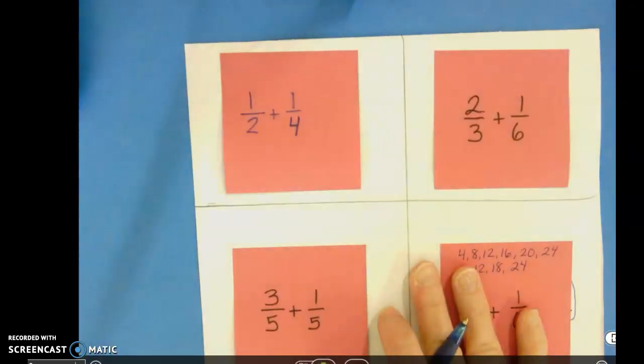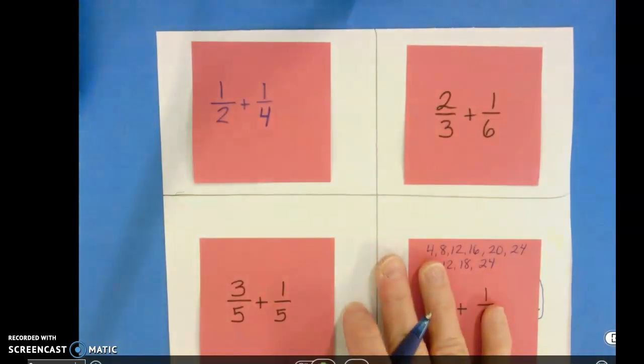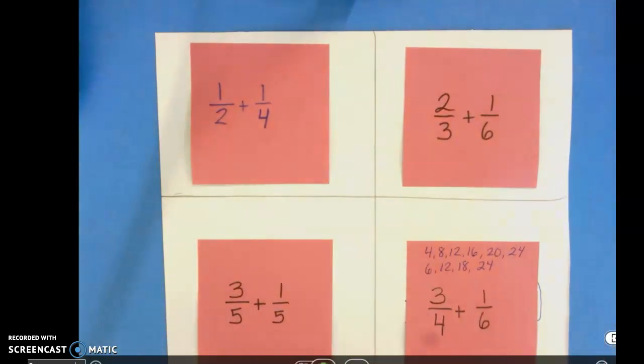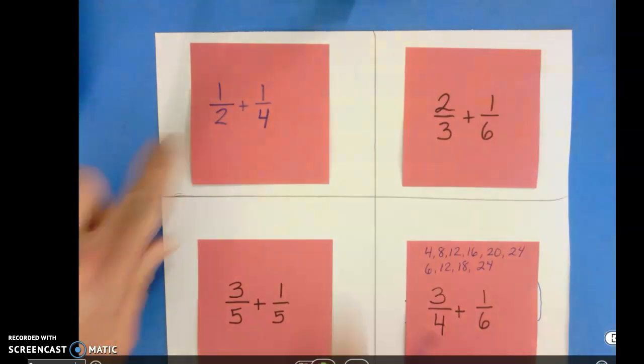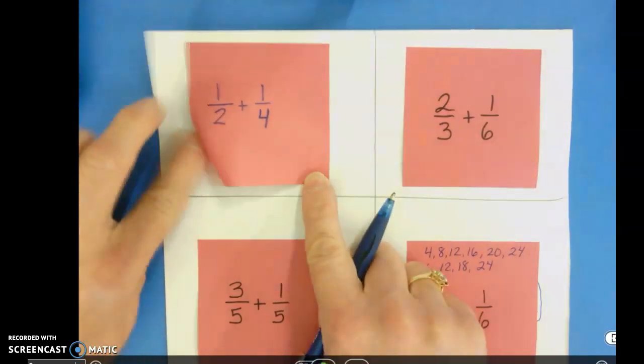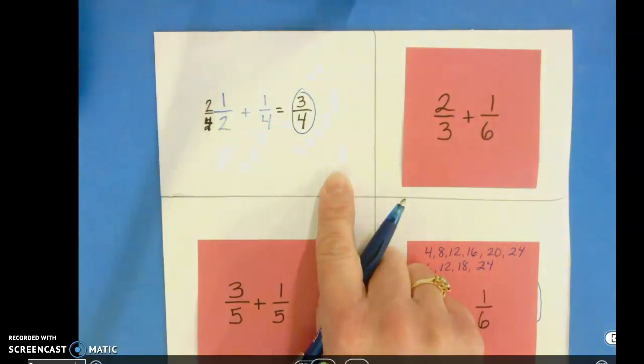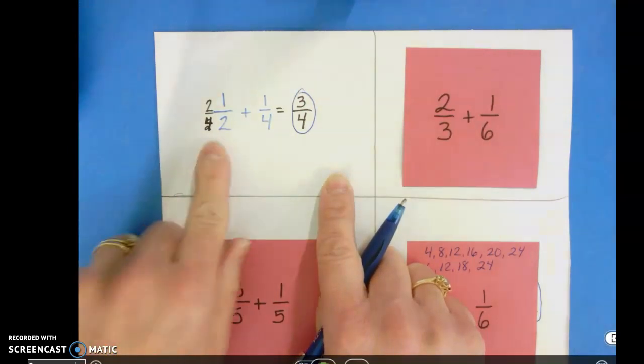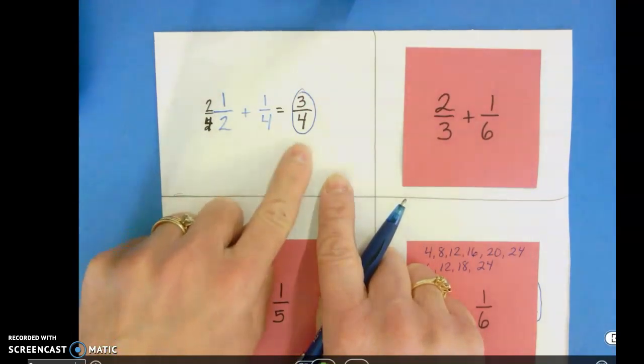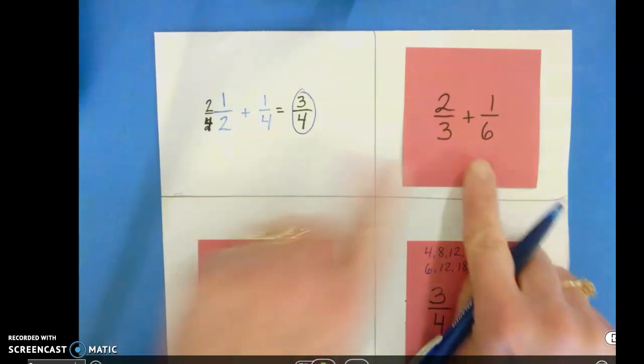But I want to also show you these because I want to show you underneath the pink paper how I would actually figure this out today. So here's my example we just did. How would I figure it out? I would be renaming my half to be 2/4 and getting that answer of 3/4. Now let's move on with this example.